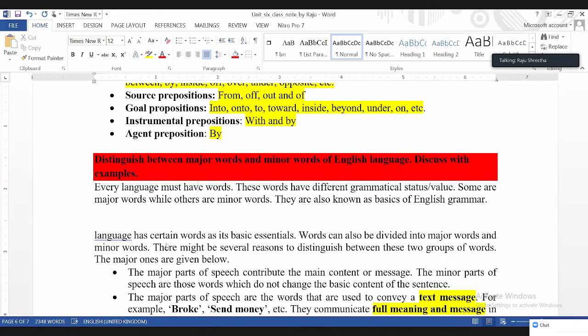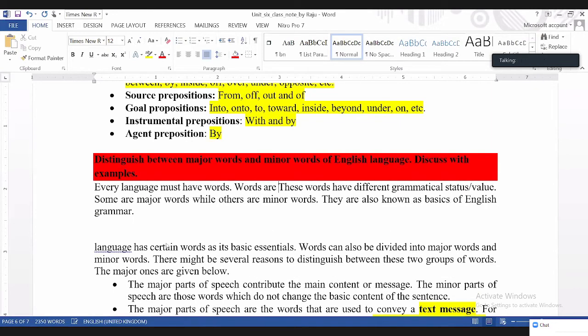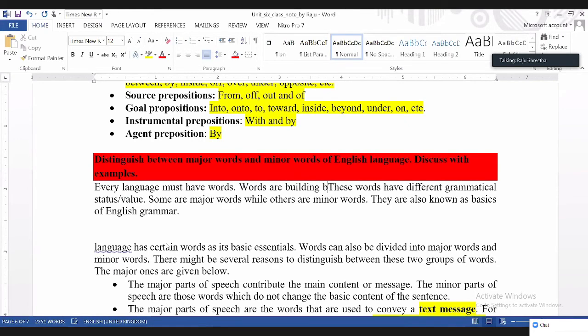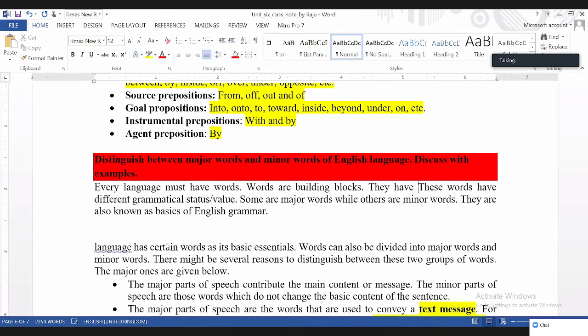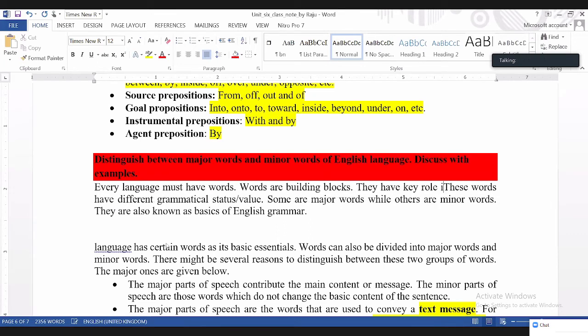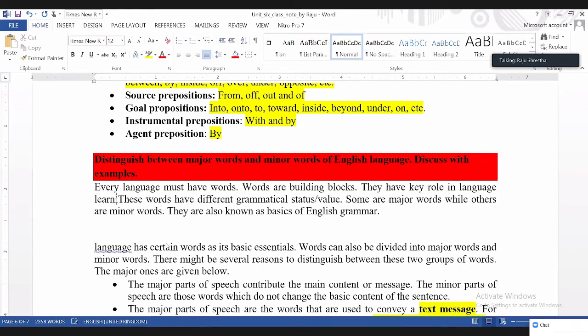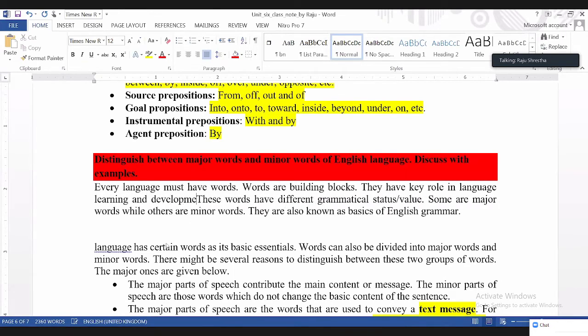Every language must have words. Words are building blocks. They have a key role in language learning and development. These words have different grammatical status: noun, verb, adverb, adjective, preposition, and these are the different grammatical statuses.